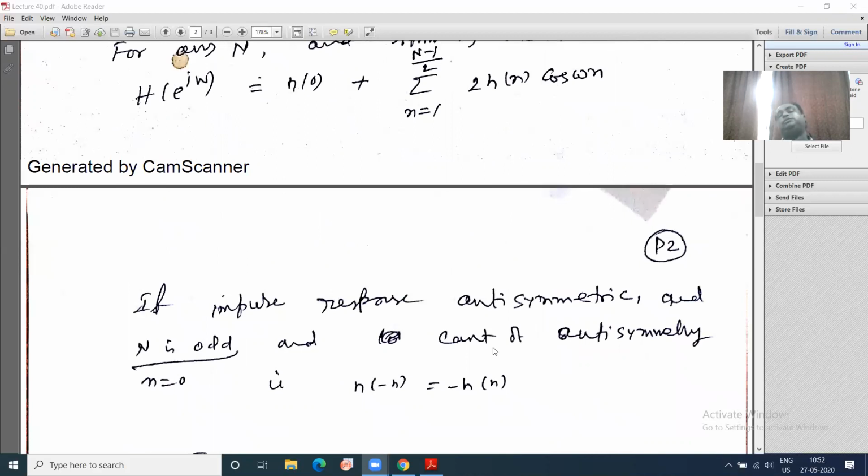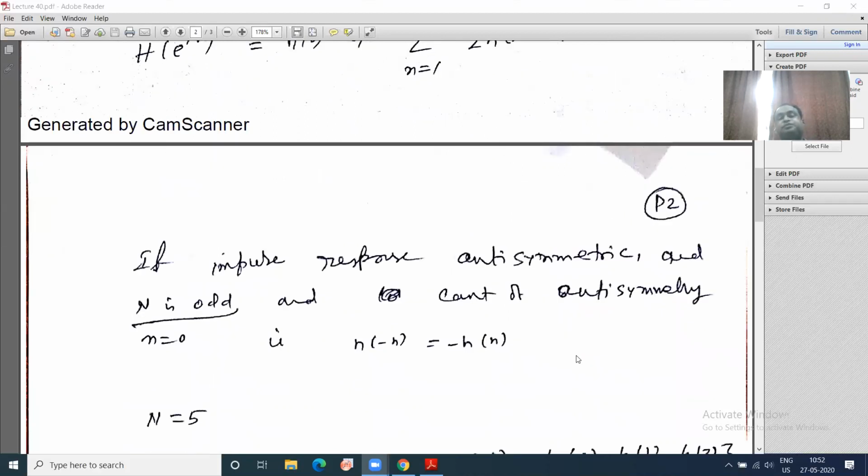Next, another thing I am discussing: the response is antisymmetric and N is odd, and the center of antisymmetry is n equal to 0. Previously, what we have discussed, the center of antisymmetry was (N minus 1) by 2. Now the center of antisymmetry is n equal to 0. Right? Okay? Fine. Next.